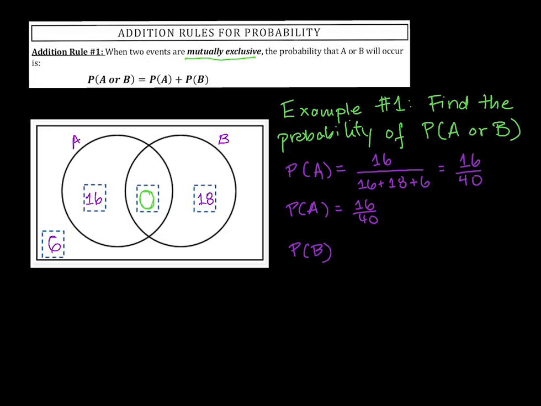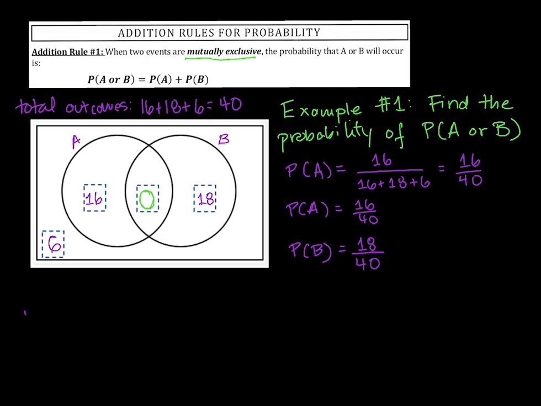I could have calculated it on the side, right? So the total outcomes is 16 plus 18 plus 6 equals 40. So the probability of B is just going to be the 18 elements in B out of the total 40. And I'm just going to leave those right there.